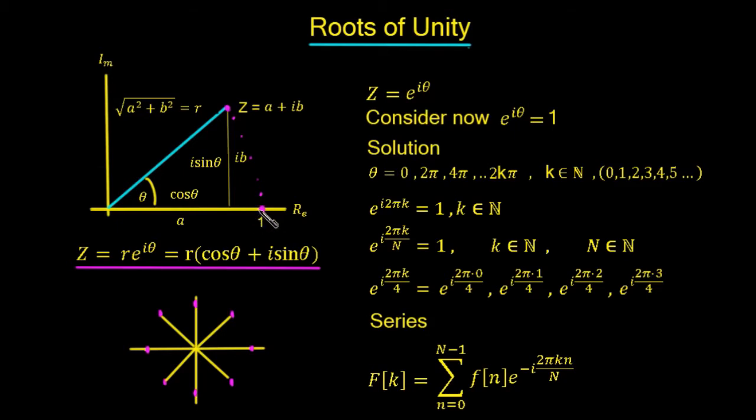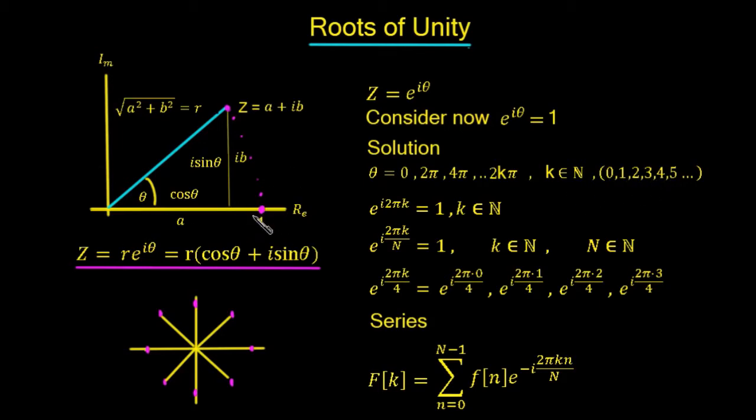So it means that if the phasor was to rotate round 2 pi radians, that's 360 degrees, then we would go back to this point 1. So another solution would be 2 pi, and then another solution would be 4 pi, 6 pi, 8 pi, etc. So in general, the solution to that would be 2k pi, where k is a natural number, that's 0, 1, 2, 3, 4, 5.